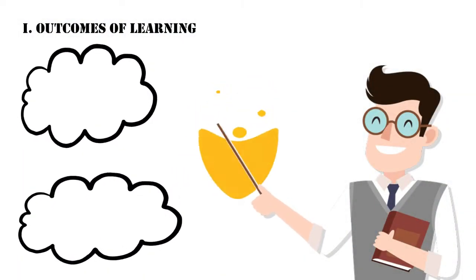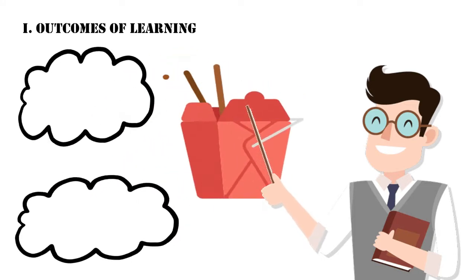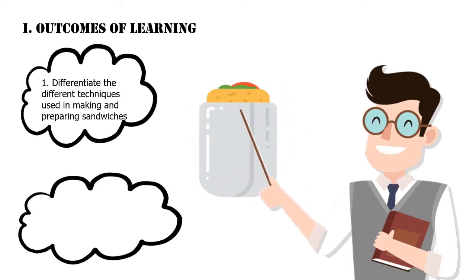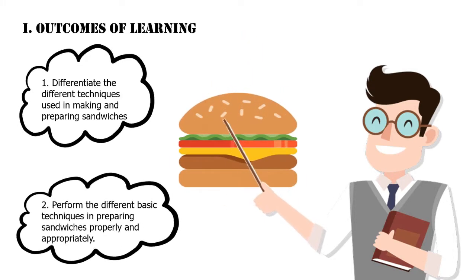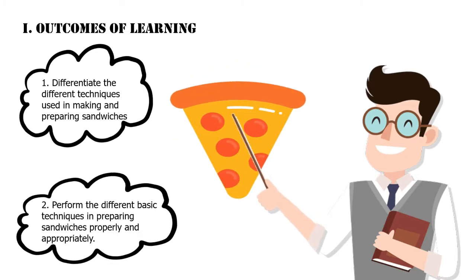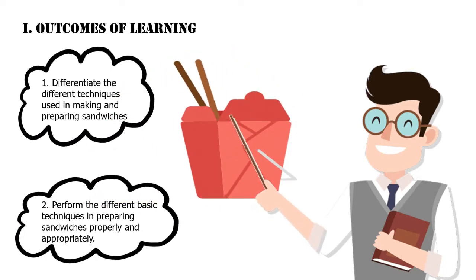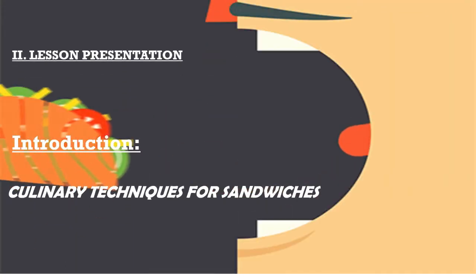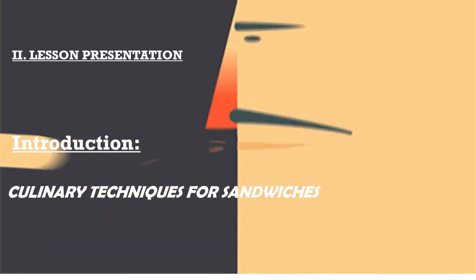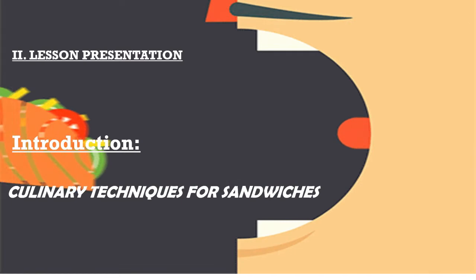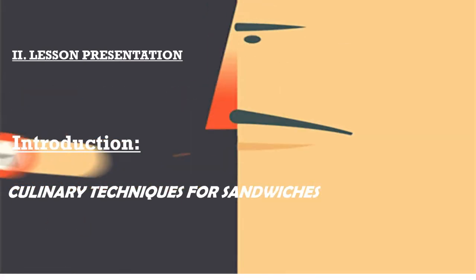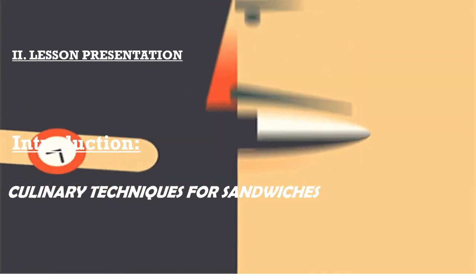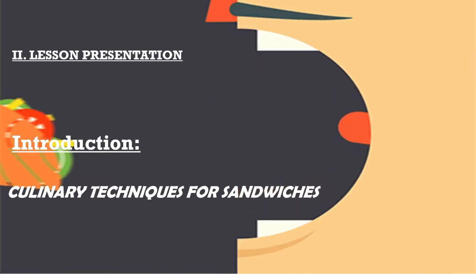For the outcomes of learning, at the end of this lecture, each of you is expected to differentiate the different techniques used in making and preparing sandwiches, and also perform the different basic techniques in preparing sandwiches properly and appropriately. Also in this lesson, you will learn the different skills needed in preparing sandwiches. Developing such skills is needed to be able to produce sandwiches on a commercial scale. When these techniques are properly used, preparing sandwiches will be fast and easy.